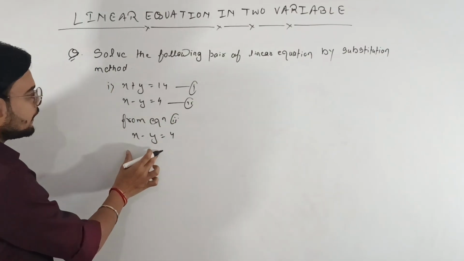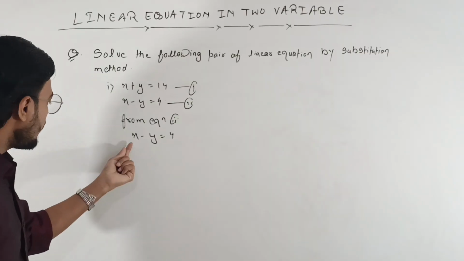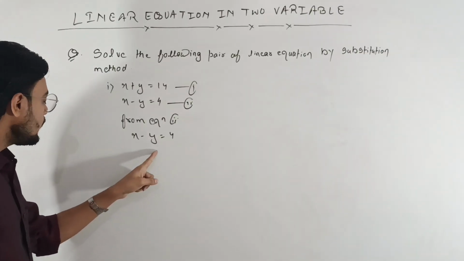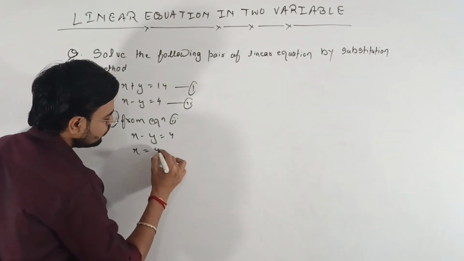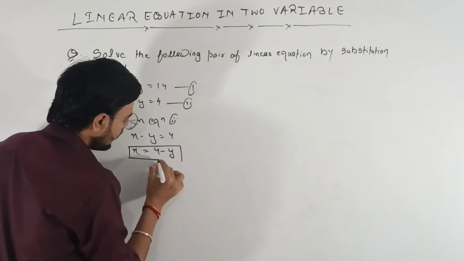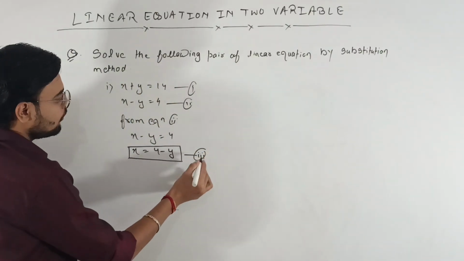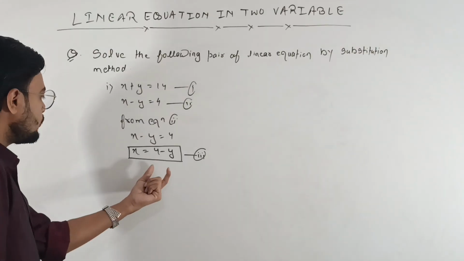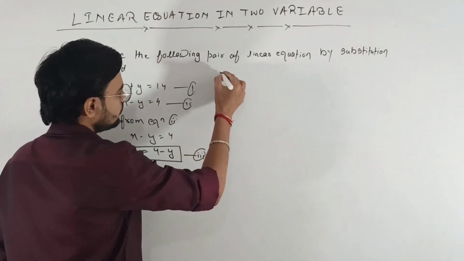Now after picking equation number 2, I write one variable in terms of the other. I write x in terms of y, or I write y in terms of x. So I write x in terms of y, which means x is equal to 4 plus y. Now this is my x in terms of y, and I assume this is my equation number 3. Okay, now after this I put 4 plus y in place of x in either 1 or 2.